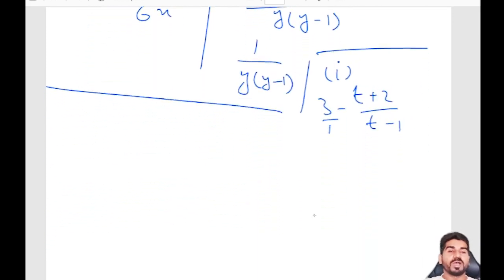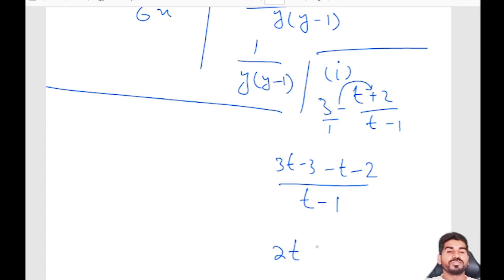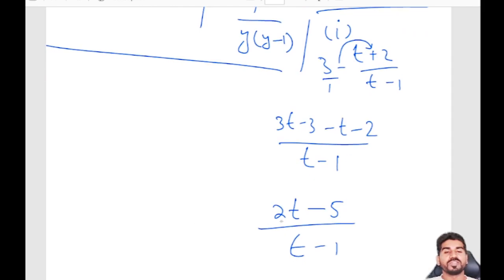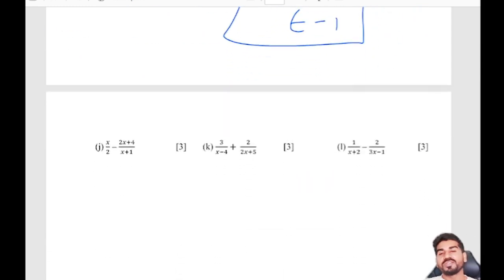What we can do, again, I'm using here the LCM method. So the LCM will be t minus 1. And there will be cross multiplication. So 3t minus 3. And there will be minus t. And there is minus here. So minus plus minus, minus. So here will be minus 2. So 3t minus t, it will be 2t. And minus 3 minus 2, it will be negative 5 here. So 2t minus 5 over t minus 1, this will be the answer. Simplified form, and single fraction as well.